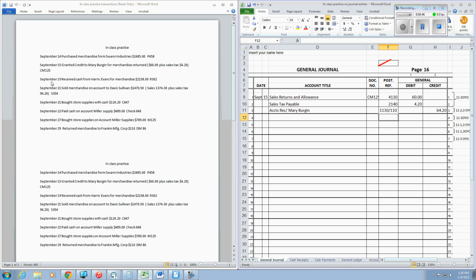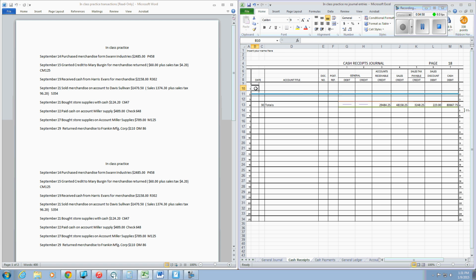Now, the third transaction is from September 19th: received cash from Harrison Evans for merchandise, R302. So if we receive cash, you're going to go to the cash receipts journal. We're going to put the date, September 19th, Harris Evans for merchandise. So they bought merchandise on account. So we're going to go here, 2158 even, and we received cash for that, 2158.